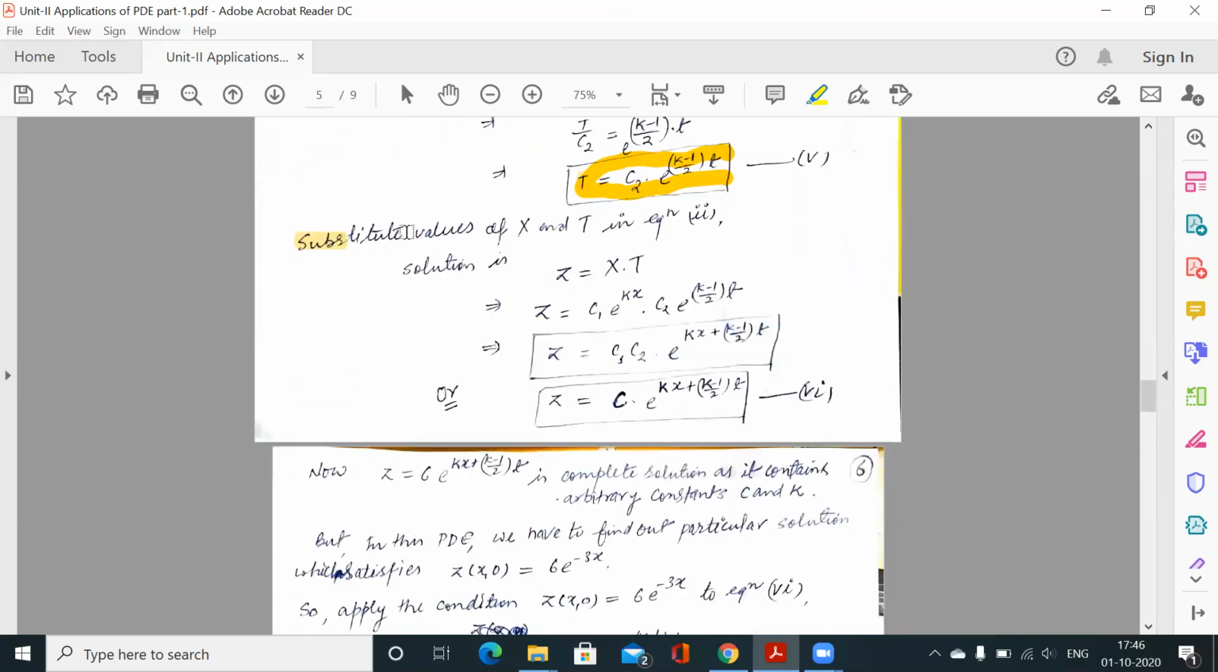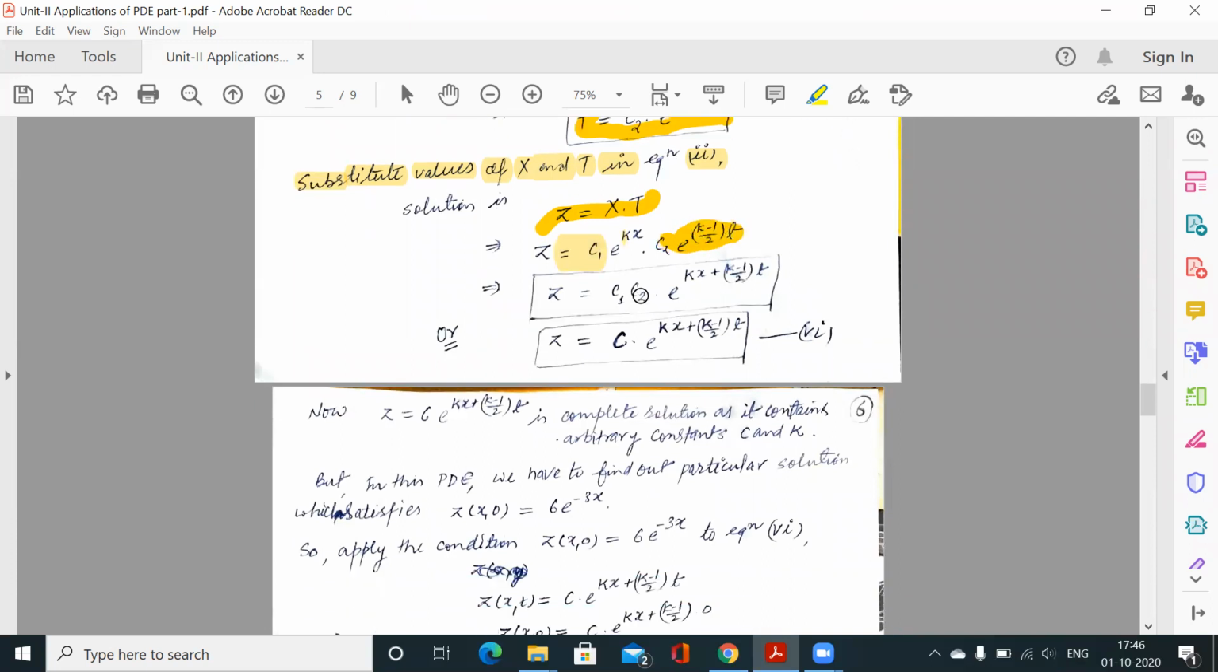And what was our final solution? The assumed solution was z is equal to X into T. So now substituting the values of X and T. What is X? Capital X is C1 e to the power kx. What is capital T? C2 e to the power (k minus 1) by 2 t. So next, just to simplify this, C1 into C2 e to the power, because the bases are the same, this is e, so e to the power kx plus (k minus 1) by 2 into t.